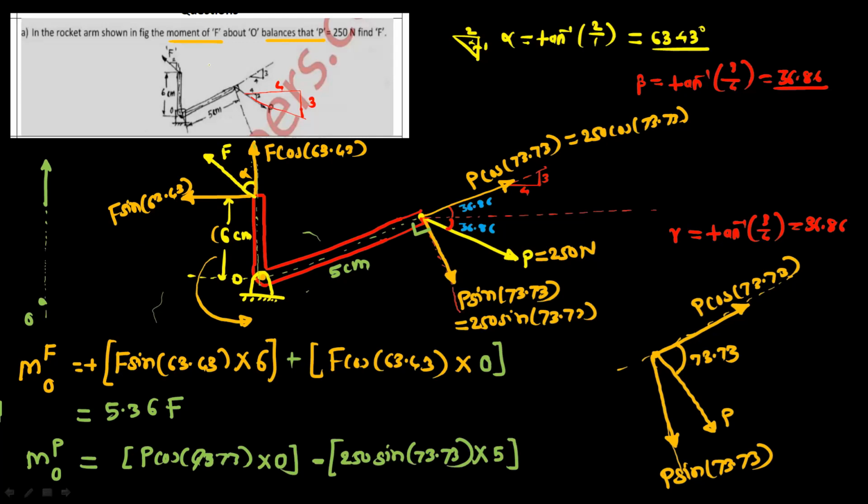Okay, so here the moment by force F will balance the moment by the 250 Newton force, and from this we can find out the unknown force F. So we have to equate these two values: the moment by force F about O and the moment by force P about O. So this 5.36 into F is equal to this value. So find out this value.